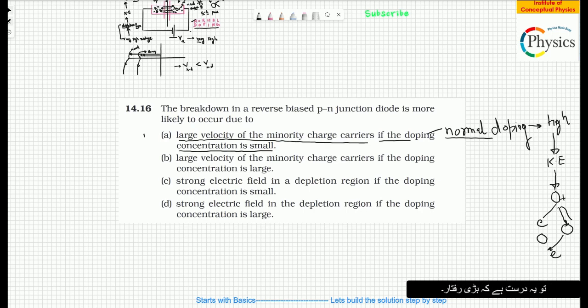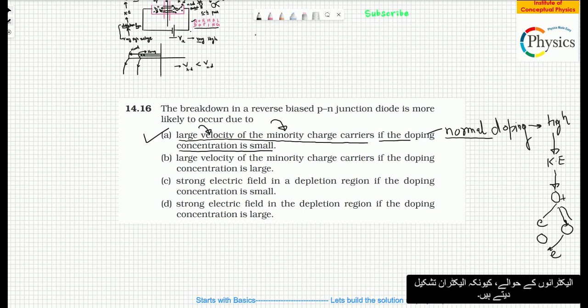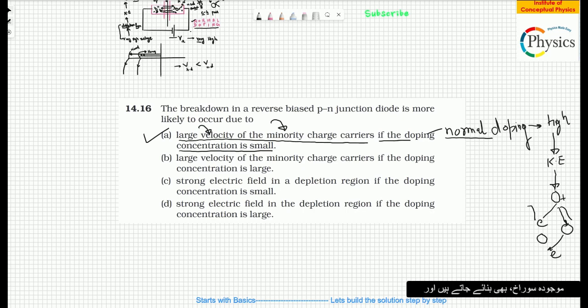So this is right. The velocity of the minority charge carriers is very high. When we say large velocity, generally the reference is to the electrons, because electrons constitute the current. Holes also get created and they take part in this, so we can say yes, both. The rate at which the electron moves is generally considered to be the thumb rule. So answer number A is correct.